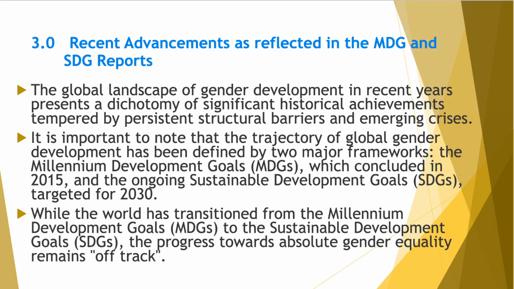And it is important to note that the trajectory of global gender development has been defined by two major frameworks, the Millennium Development Goals, which concluded in 2015, and the ongoing Sustainable Development Goals, which has been targeted for 2030. So while the world has transitioned from the Millennium Development Goals to the Sustainable Development Goals, the progress towards absolute gender equality remains off track.